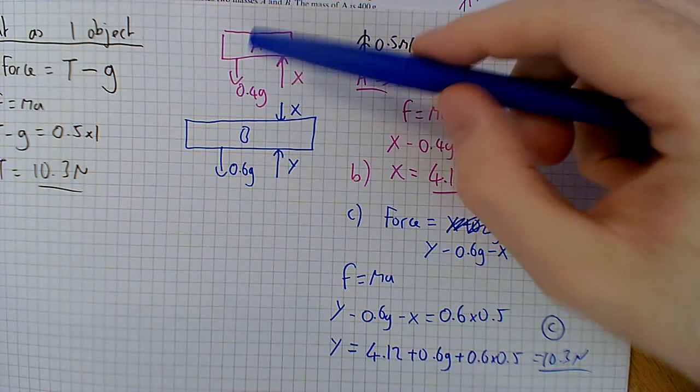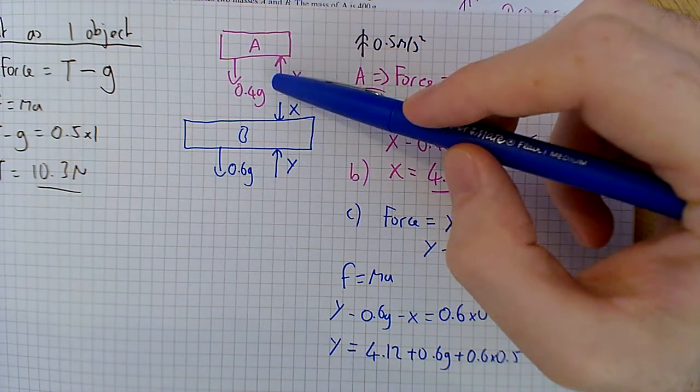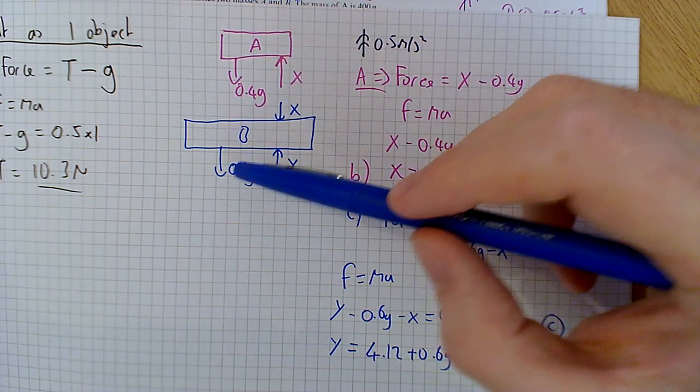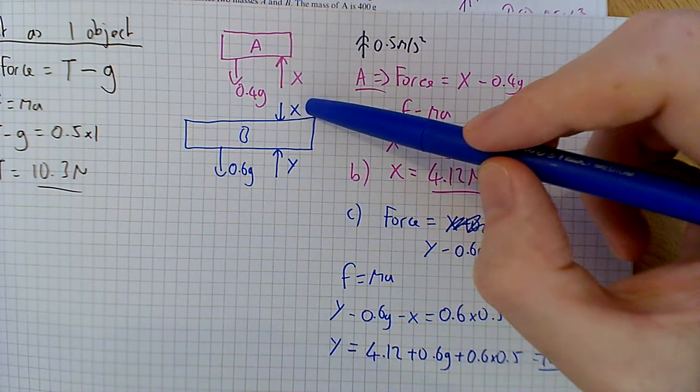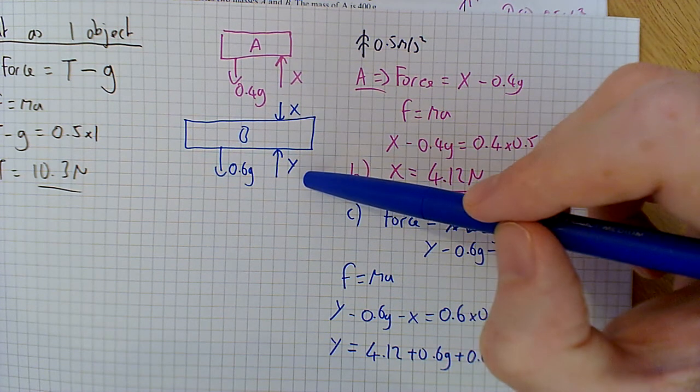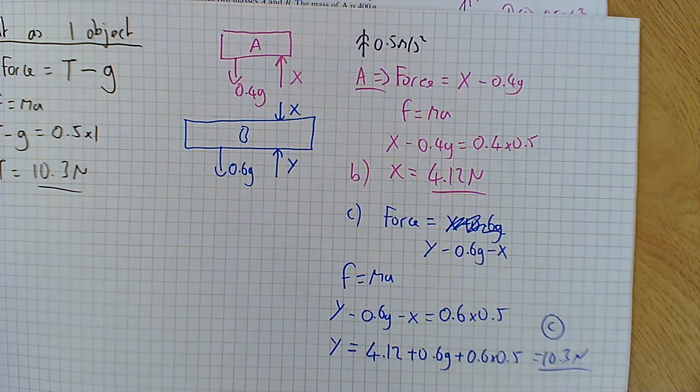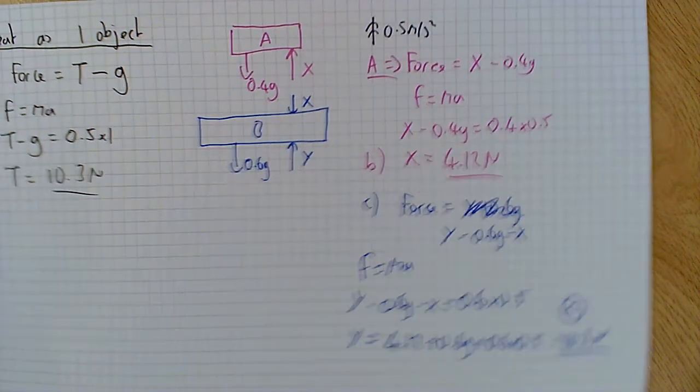So that's why A only has two forces. It's got its own weight and it's got the object touching it. B has got three forces: its own weight, the force from A on top of it, and the force from the lift which it's touching. It's sat on the lift, so the force of the lift is pushing it up. It is quite tricky, this one.